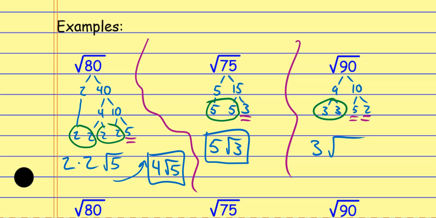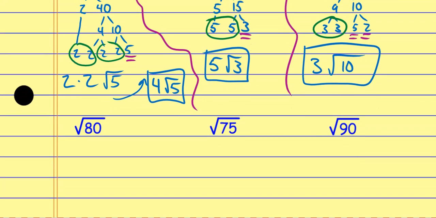But I'm not going to leave them as a 5 and a 2. I'm going to regroup them as a 10 here. I'm going to recombine those using the multiplication and write it as 10. It would be silly to leave it as a 5 times 2. Okay? So that's the factor tree. We break it down as far as we can break it, and then we look for pairs. Each pair comes out. Anything left over stays underneath the radical.